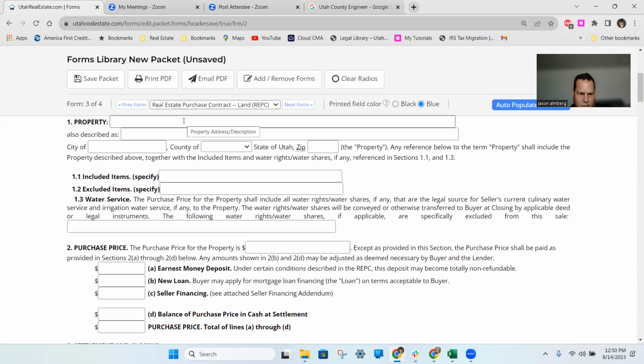On the standard REPC for buying a home, the reason we have to put an address and tax ID number is that mailing addresses could be duplicated. You can have a 123 Main Street in any town in Utah. You can only have one property with a specific tax ID number. So it may be that all you have is, in the also described as line, parcel ID numbers.